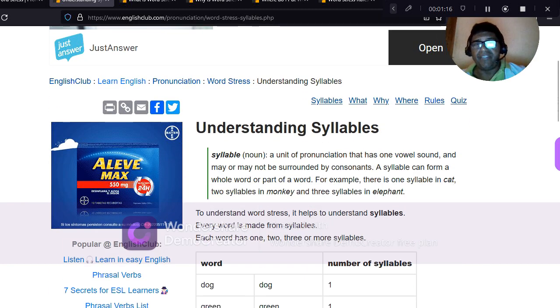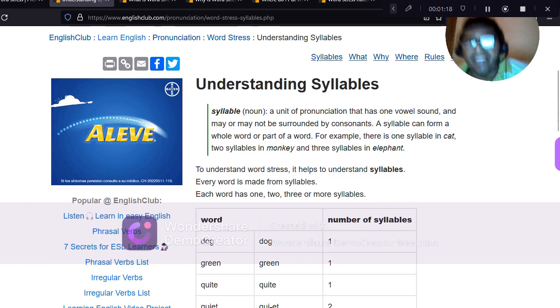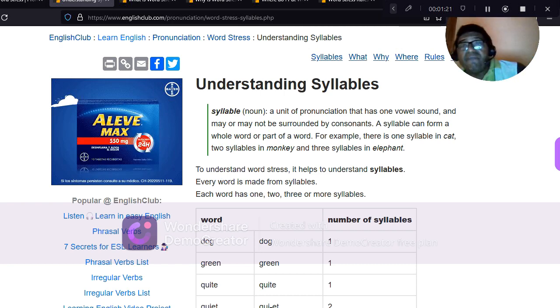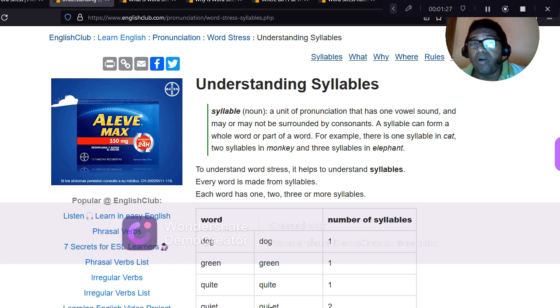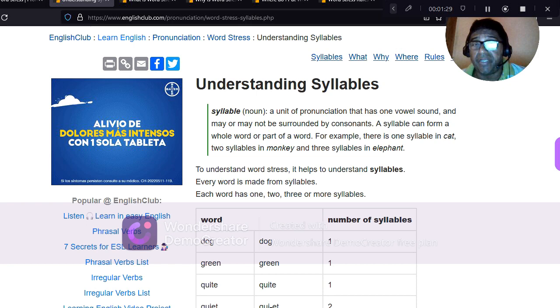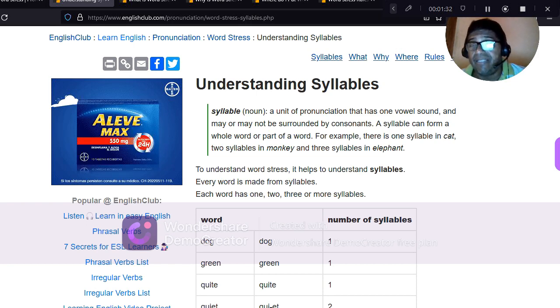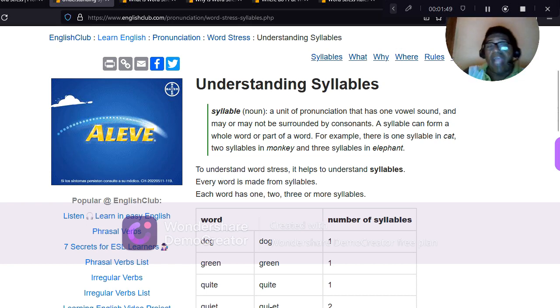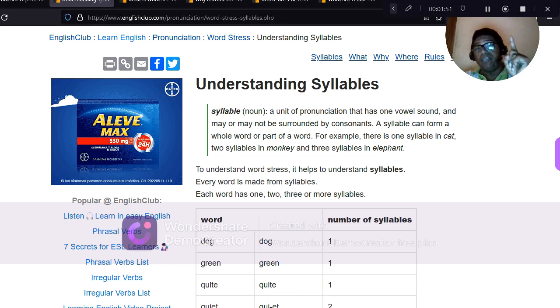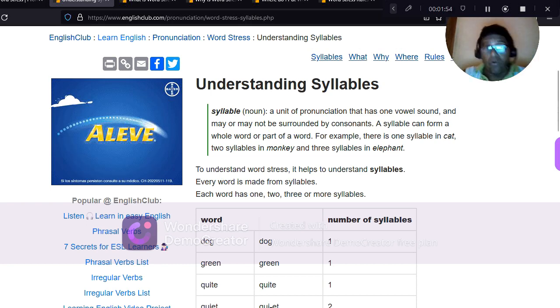Okay, so understanding syllables. A syllable is a unit of pronunciation that has one vowel sound and may or may not be surrounded by consonants. A syllable can form a whole word or part of a word. For example, there is one syllable in the word cat, two syllables in monkey, and three syllables in elephant. To understand word stress, it helps to understand syllables. Every word is made from syllables. Each word has one, two, three, or more syllables.